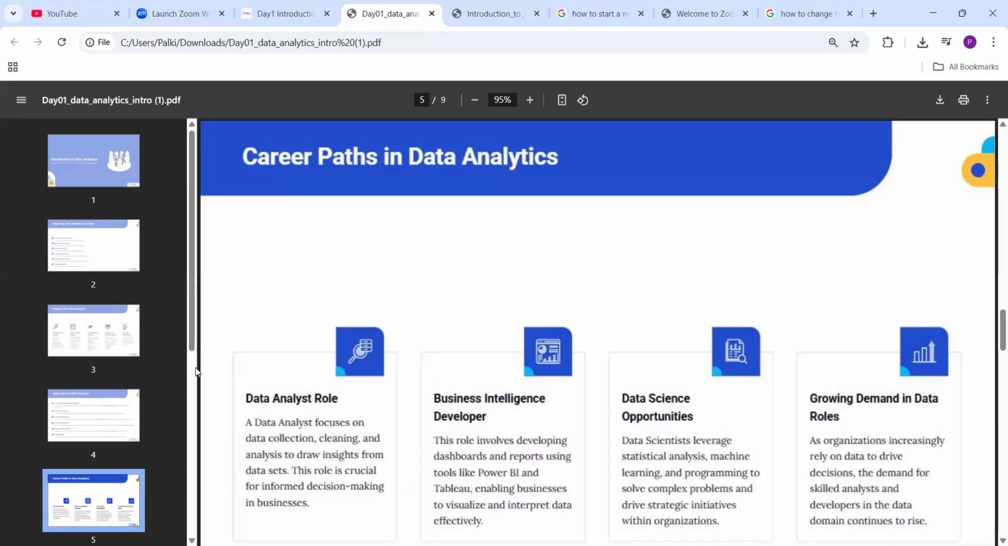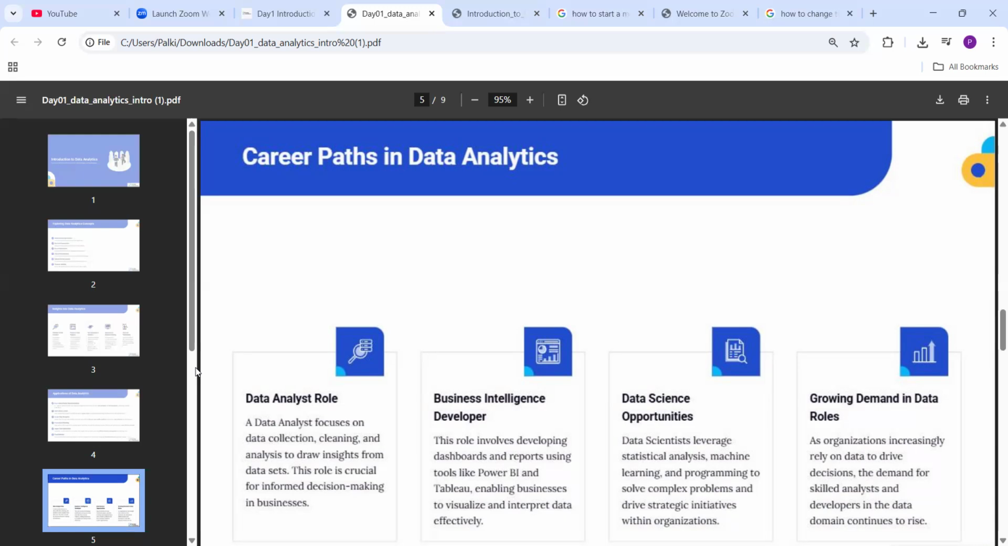Now, what is the importance in career of data analytics? As I already told you, the data analyst role is basically focused on data collection, cleaning, and data analysis to draw insights from data sets. This role is crucial for informed decision making. First you have to clean the data, collect it, and then draw insights. On those insights, the person can make a decision.